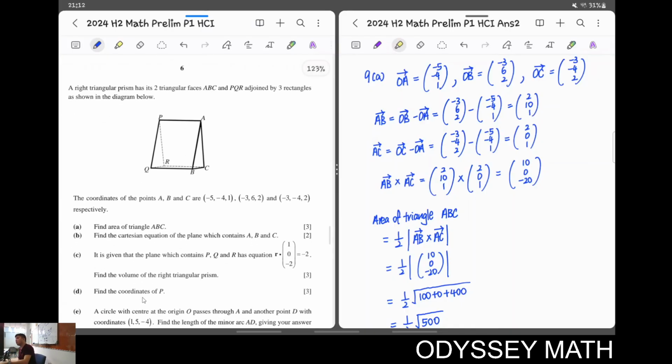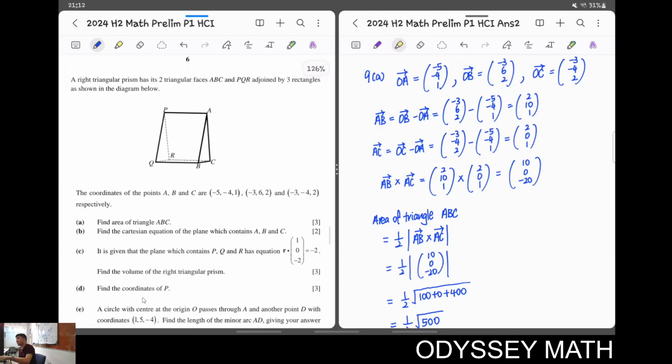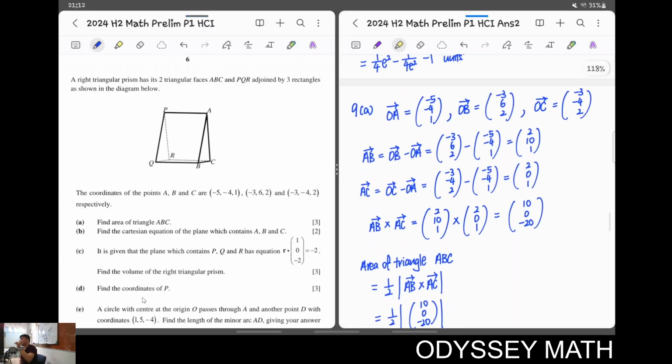The coordinates of the points A, B, and C are given as these 3 points here respectively. Part A, find the area of triangle ABC. Okay, very simple. The coordinates of the points are also the position vectors. So I write out the position vectors for you as column vectors.